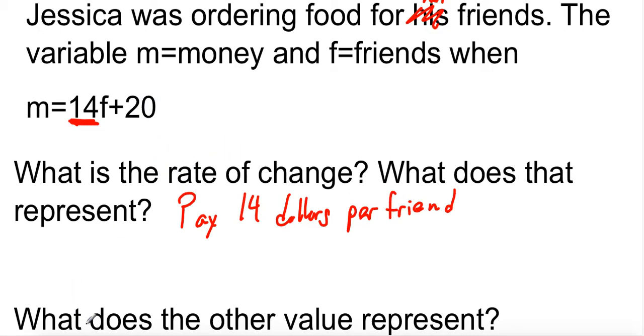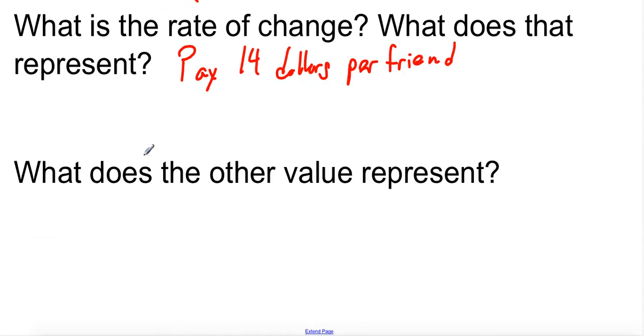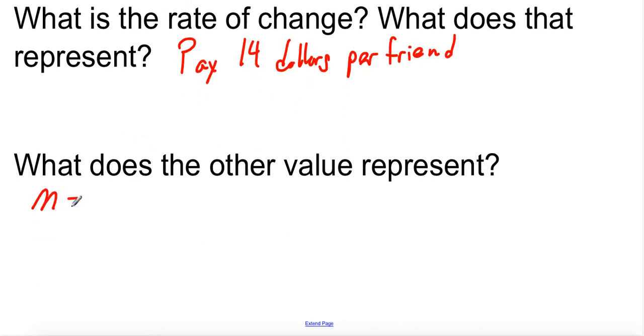Now, the next question asks us, what does this other value represent? This is additional money that she has to pay. This is our constant. So remember, we have the equation that m is equal to 14f plus 20. And I can see that while she's paying $14 per friend, we have an additional $20. So maybe you can say that it's $20 for tax, or it's $20 for something she ordered for herself. But we know that even though the rate of change is 14, we have this extra $20.